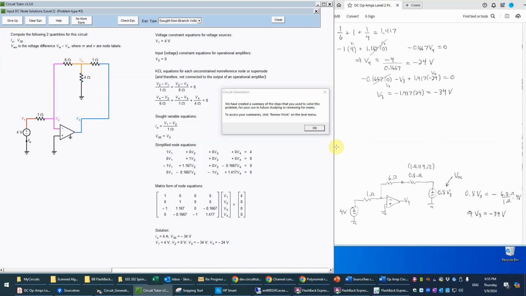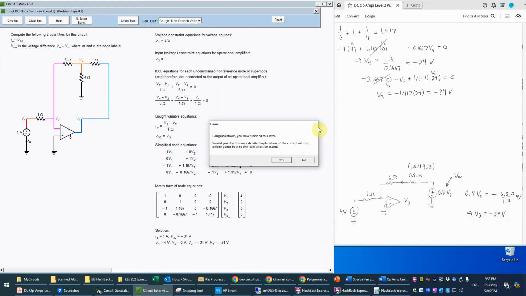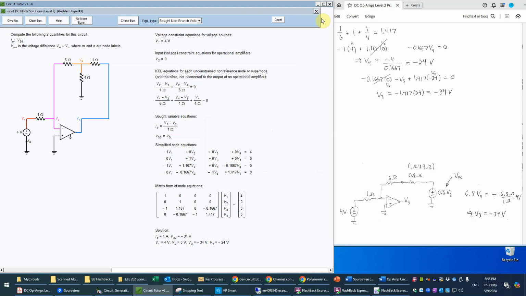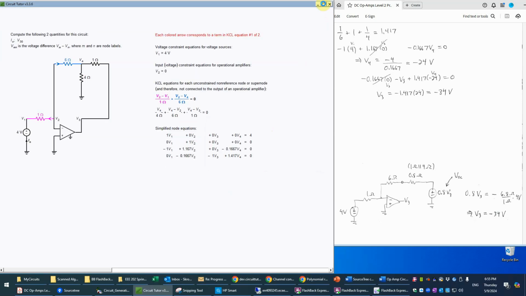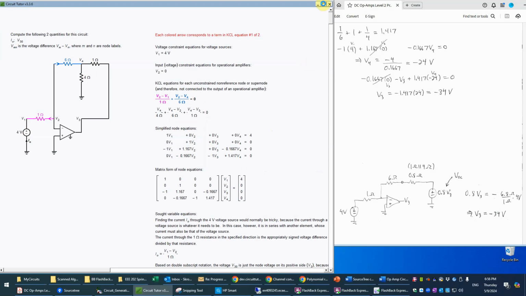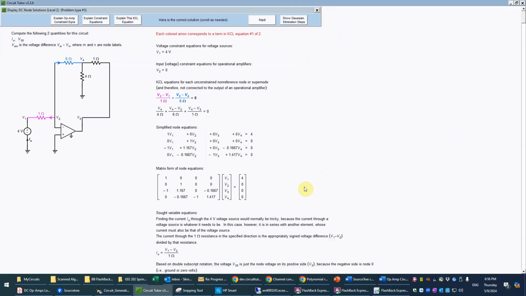Okay, so it has created a transcript for us. And you have the option here to view a detailed explanation, so we'll go ahead and do that. Just wanted to re-expand this window here so we can see everything. There we go. And so we have basically the equations.